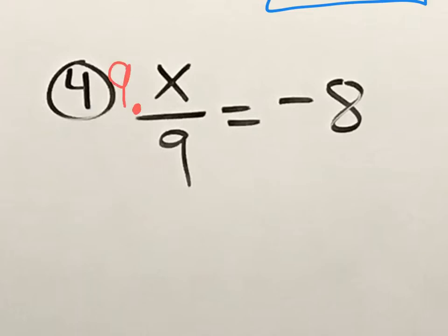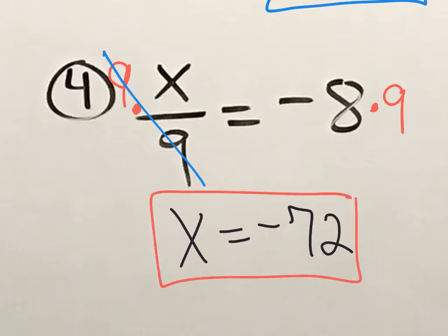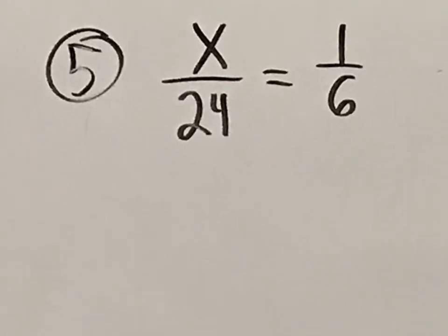Notice that I wrote it up on top. So the 9 cancels with the 9, and what I do to one side, I must do to the other. So I multiply by 9 over here to maintain the balance, to maintain the equality. So I have x equals negative 72. And there's my answer right there. Let's move on to the next one. More fractions. Gotta love it, right?